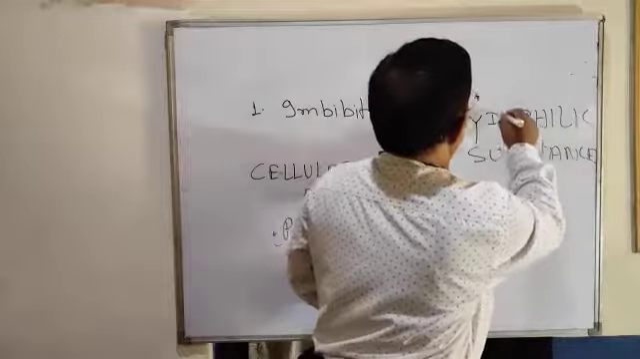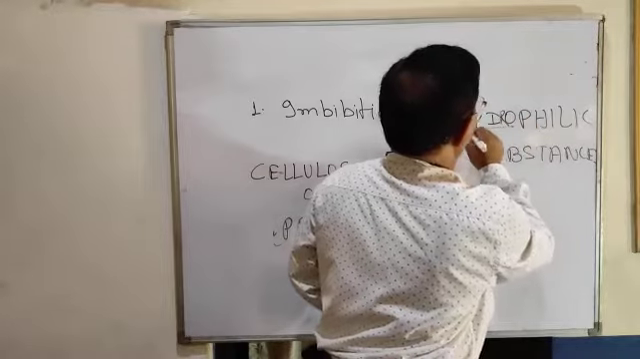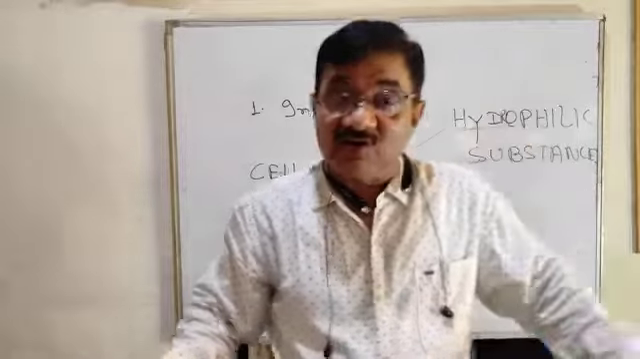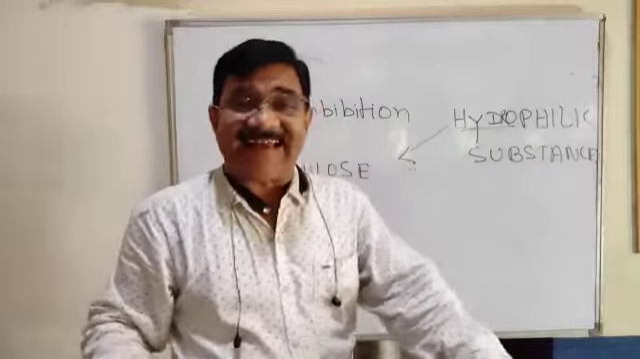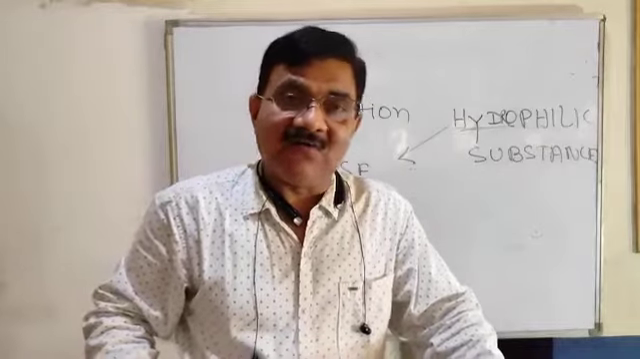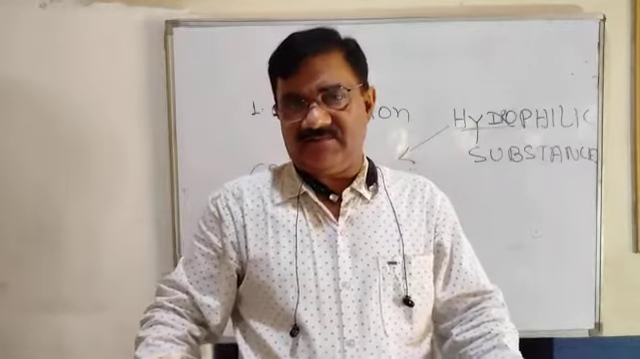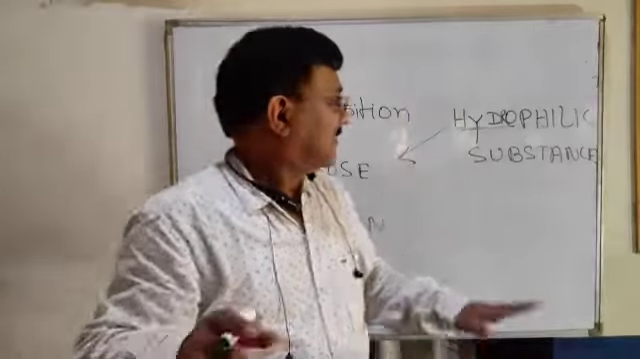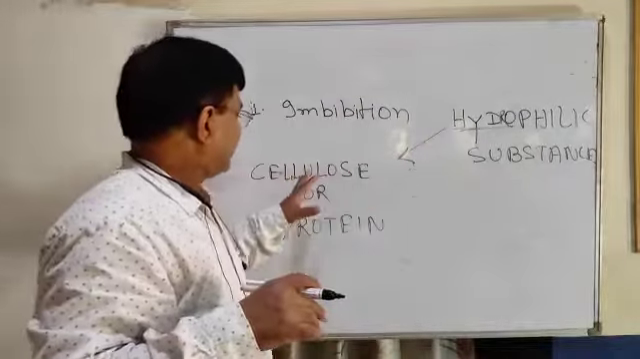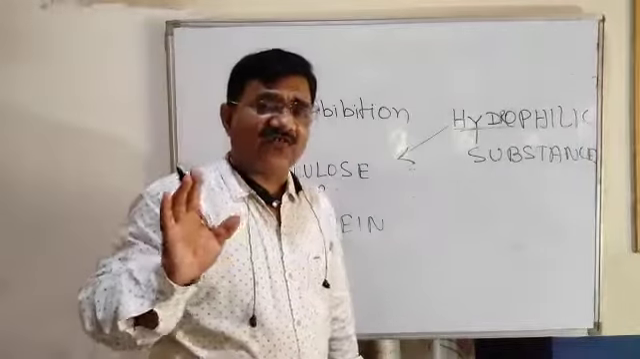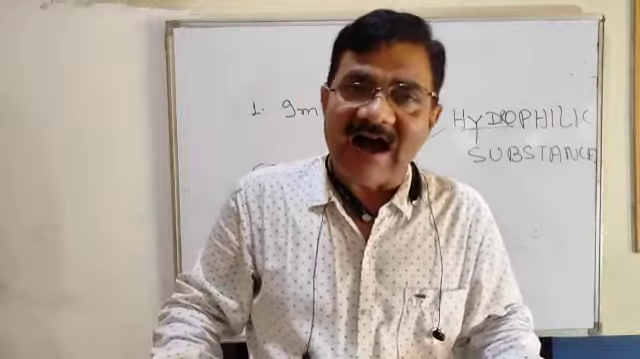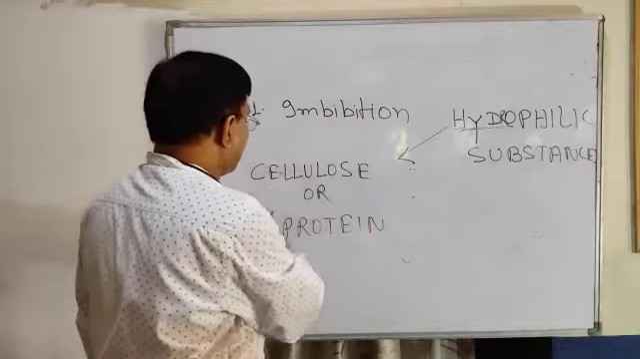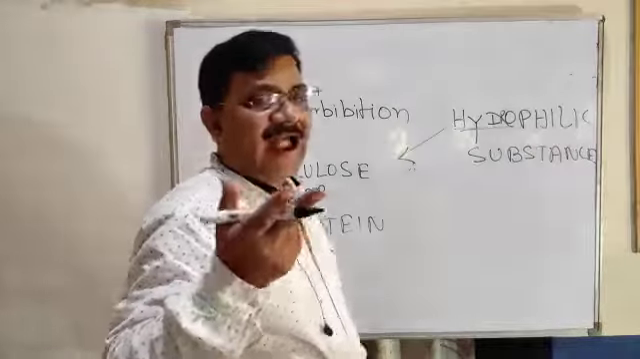Hydro means what? Water. And philic means affinity. Those substances have great affinity, attraction, towards water. Those substances which have great affinity towards water are called hydrophilic substances, and hydrophilic substances are made up of cellulose and protein.